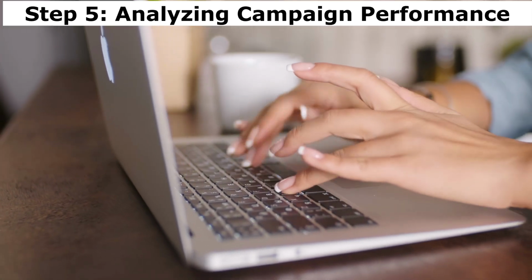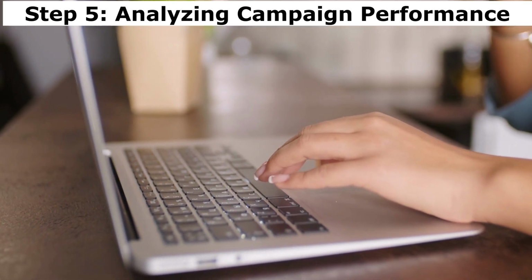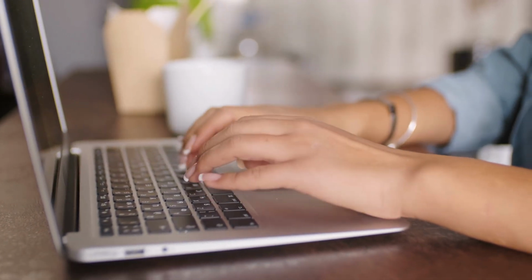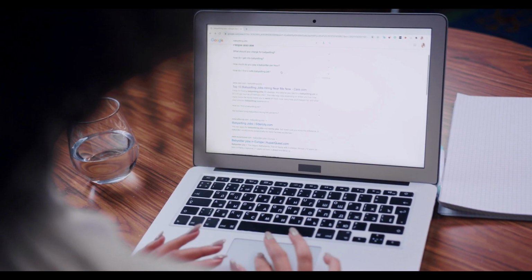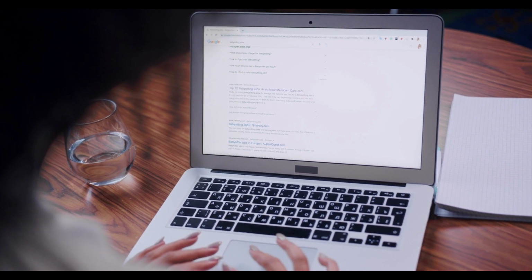Step 5. Analyzing campaign performance. AI also helps you track and analyze your campaign performance. You can monitor metrics like open rates and click-through rates in real time, allowing you to make data-driven decisions and refine your strategies for future campaigns.